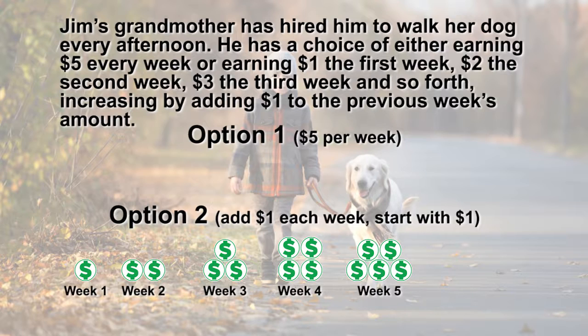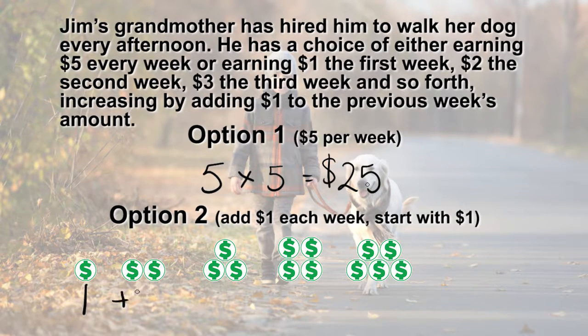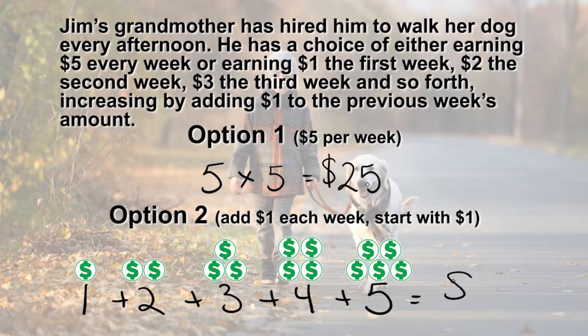Option number 1 will be multiplying 5 times 5, or counting by 5s 5 times, with a total of $25. Option number 2 will be looking at how much money Jim has for each week, or term, and adding it all up. 1 plus 2 plus 3 plus 4 plus 5 equals $15. Jim will have $15 with option number 2.